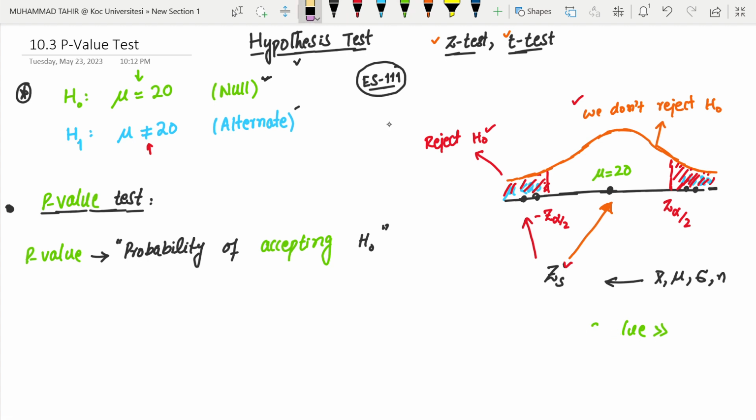For example, in my case, in ES 111 class, if I calculate p-value and let's say it comes out to 0.2, so there is 0.2 chance. 2 out of 10 times I'm going to accept the null hypothesis, right?